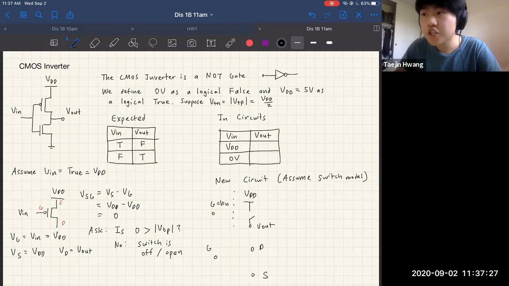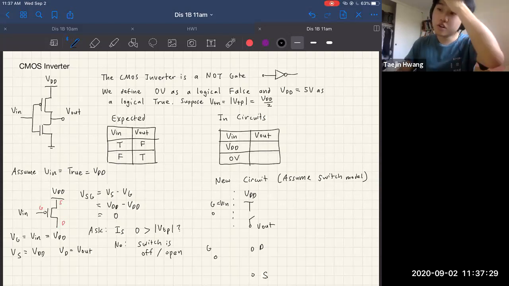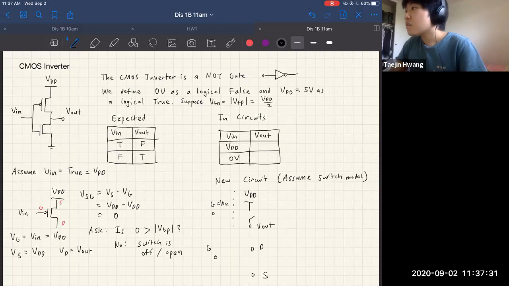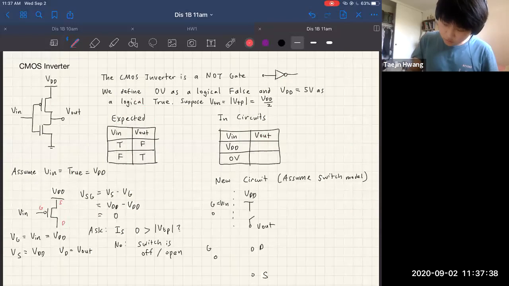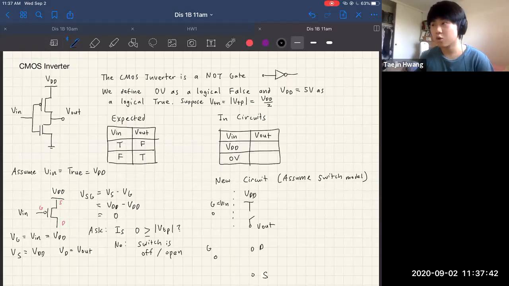Is it VSG greater than or equal to, or greater than? I think it's greater than or equal to. But normally we don't necessarily care about the behavior when the two are equal. Some weird stuff might go on. Also, it's good to know that in the real world, whenever you say a voltage is equal to something, it's never actually equal to something. It's equal to something plus noise.